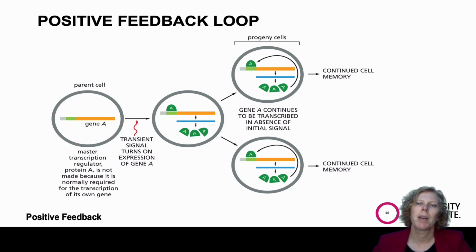A positive feedback loop can generate cell memory. In this example, protein A is a master transcription regulator that activates the transcription of its own gene, as well as other cell type specific genes, which are not shown in this image. All of the descendants of the original cell will therefore remember that a progenitor cell had experienced a transient signal that initiated production of protein A.